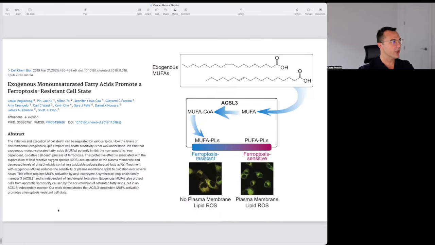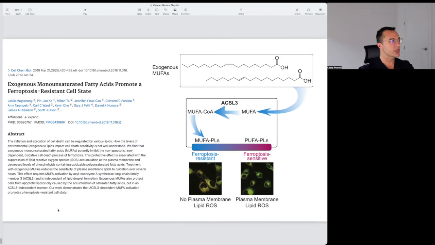And it says here in the abstract, the initiation and execution of cell death can be regulated by various lipids. How the levels of exogenous environmental lipids impact cell death sensitivity is not well understood. We find that exogenous monounsaturated fatty acids, or MUFAs, potently inhibit the non-apoptotic, iron-dependent oxidative cell death process of ferroptosis. This protective effect is associated with the suppression of lipid reactive oxygen species accumulation in the plasma membrane and decreased levels of phospholipid-containing oxidizable polyunsaturated fatty acids.